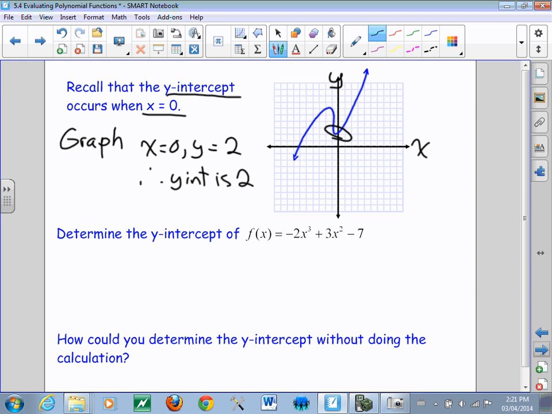When I ask you to determine the y-intercept of a function like this, remember the y-intercept occurs when we let x equal 0. So what we do is we sub this in and use function notation. Instead of f at x, we're going to go f at 0. Wherever we see an x, we replace it with 0.